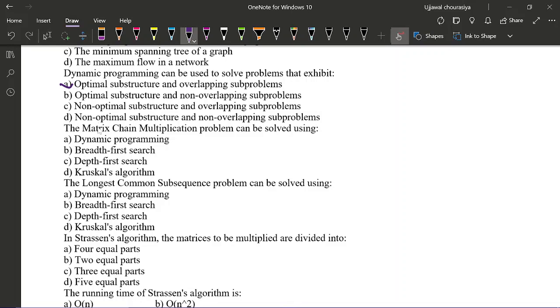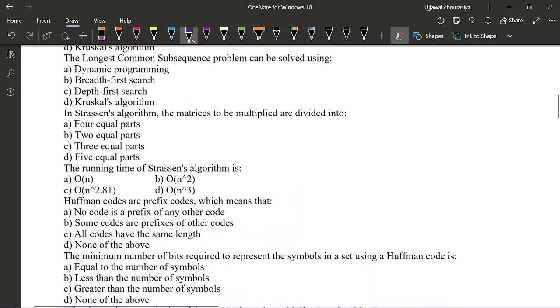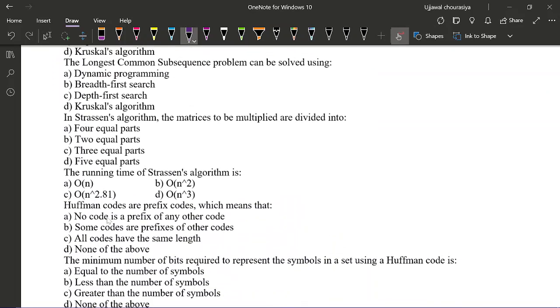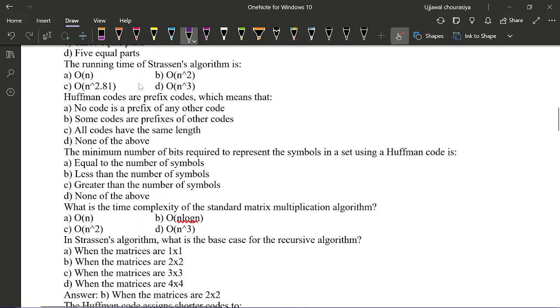The matrix chain multiplication problem can be solved using dynamic programming. The longest common subsequence problem is a part of dynamic programming, so it is solved using dynamic programming. In Strassen's algorithm, the matrix is divided into two equal parts. The running time of Strassen's algorithm is order of n to the power 2.81.